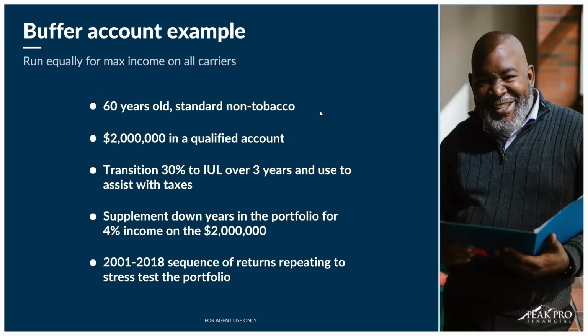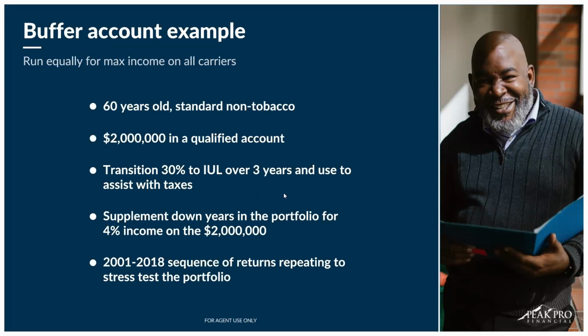I'm going to look at the buffer account, our hedge against loss and taxes, for a 60-year-old male, standard non-tobacco. When we're looking at this, we're going to look at a qualified balance of $2 million for the client. We are oversimplifying the client's portfolio to convey a concept. We're going to transition 30% of that $2 million to an IUL over 3 years. We could do this over 4 or 5 years, but we've also found statistically that if we get that transition done sooner, we have a higher likelihood of funding the policy to the extent we planned on.